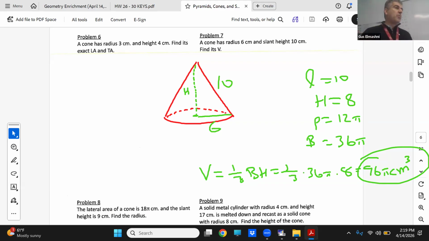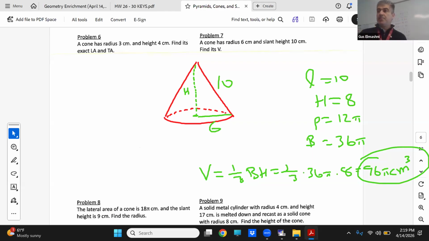Wait, no. That was just for when we deliberately had the sphere have the same height as the cylinder and the same radius as the cylinder, and likewise with the cone. If we had deliberately done that, you would see when you do the comparisons that the sphere has to be the volume that we get.